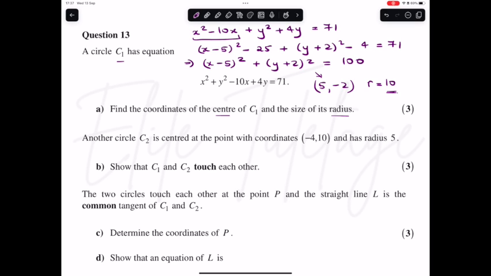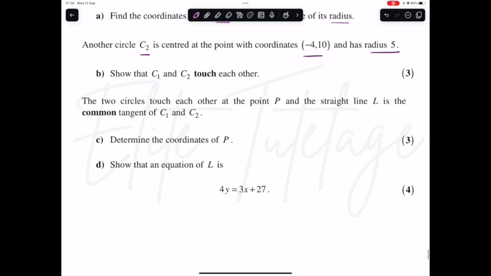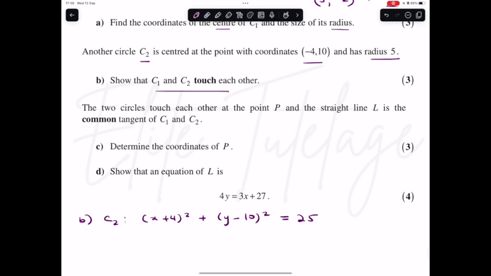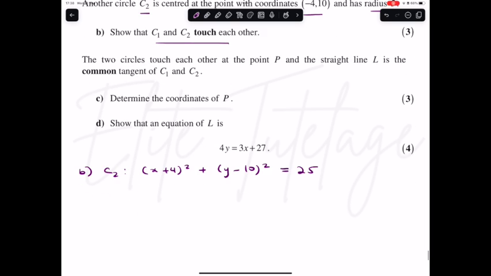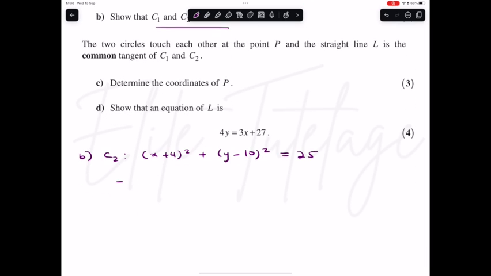Now for another circle C2, which is centered at the point with coordinates (-4, 10) and radius 5, we need to show that C1 and C2 touch each other. So let's first of all write down the equation of the circle C2, and that will be quite simply written like so. Now, if they touch each other, they must have the distance in common.